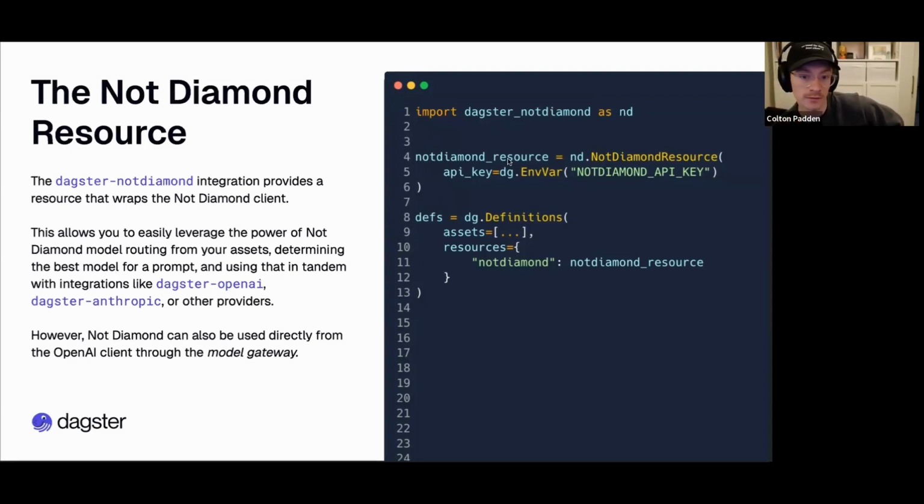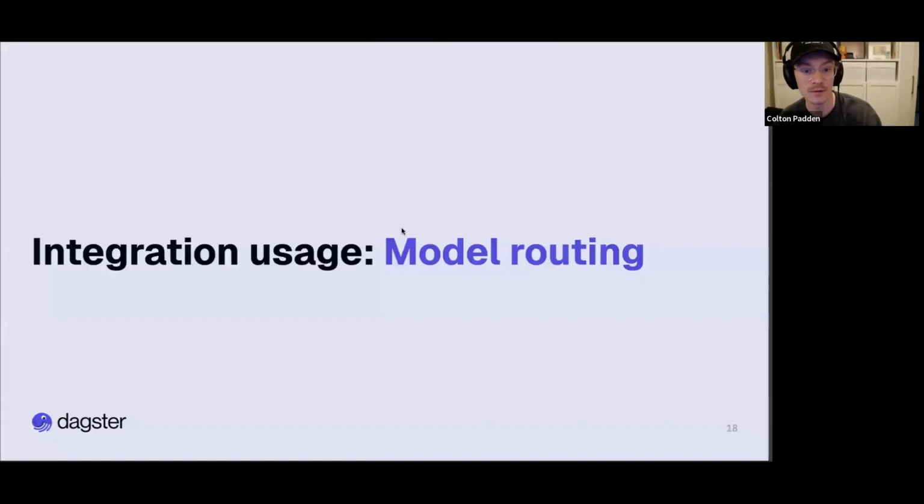For those less familiar with Dagster and these concepts, resources are a way to envelop logic in a resource that can be utilized across all of your assets in your data platform. So when you register this resource here, this NotDiamond on line 11, that key will become accessible as a parameter in your assets, and it will be reusable. So we'll then have access to this NotDiamond resource, which gives us access to the NotDiamond client in our code. So let's go into an example of how you would use this integration for model routing.